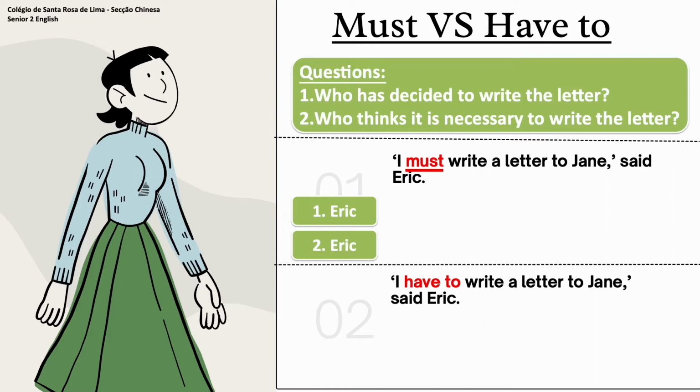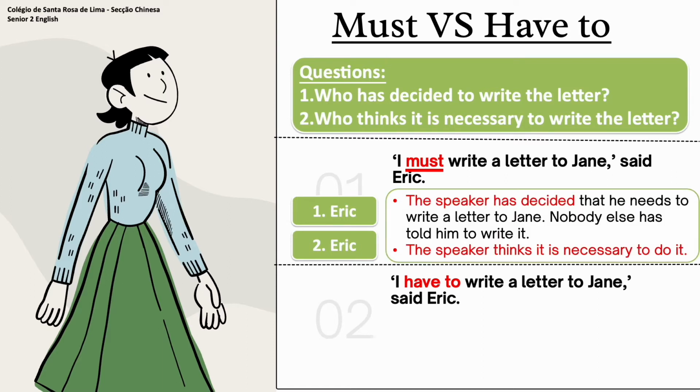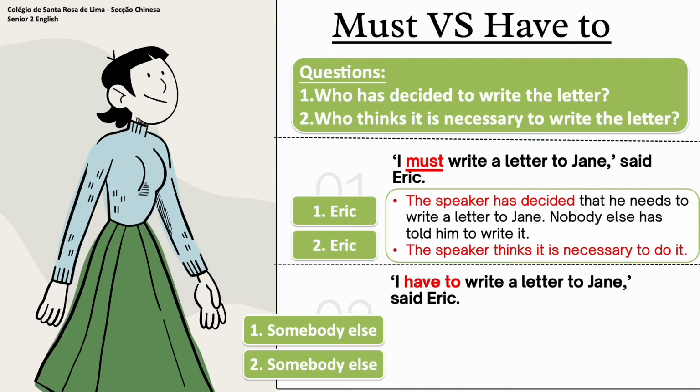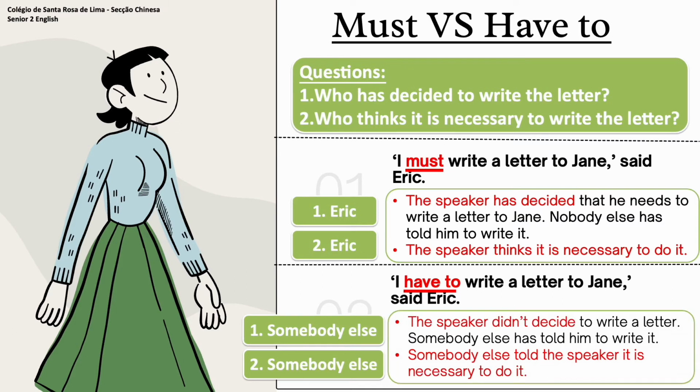Therefore, when we use must, it means that the speaker has decided that he needs to write a letter to Jane. Nobody else has told him to write it. The speaker thinks it is necessary to do it. In the second sentence, it is somebody else who has decided to write the letter, and it is also somebody else who thinks it is necessary to write the letter. Therefore, when we use have to, it means that the speaker didn't decide to write a letter. Somebody else has told him to write it.